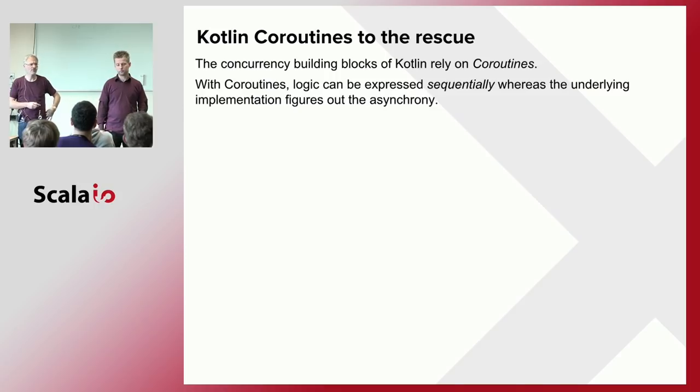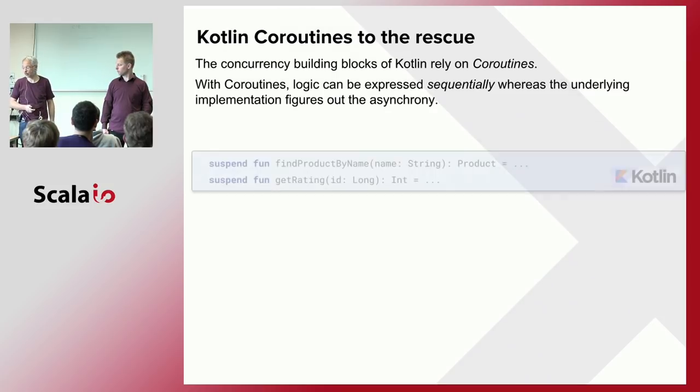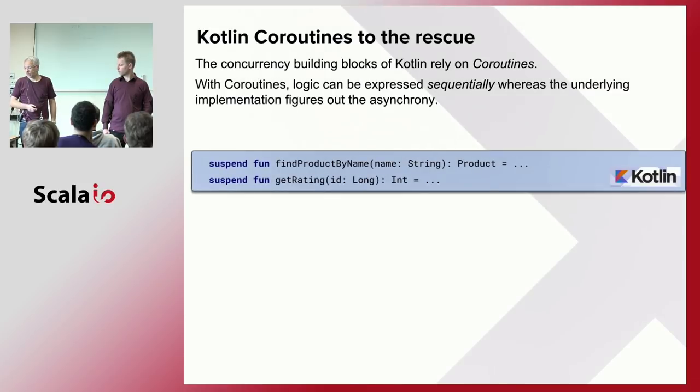A coroutine is a sort of lightweight thread, even more lightweight, which can be compared to a fiber, like we've seen this morning. It allows you to express logic sequentially, whereas it's executed async. So you program sequentially, but some magic happens under the hood. And in Kotlin, they chose to make it a language feature instead of APIs, like what Scala does.